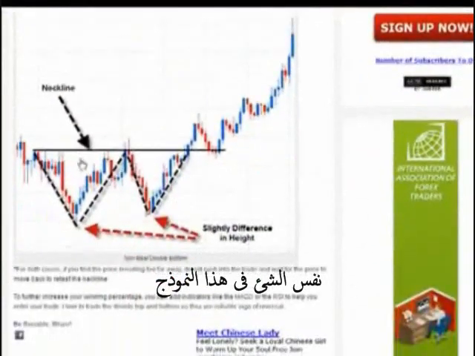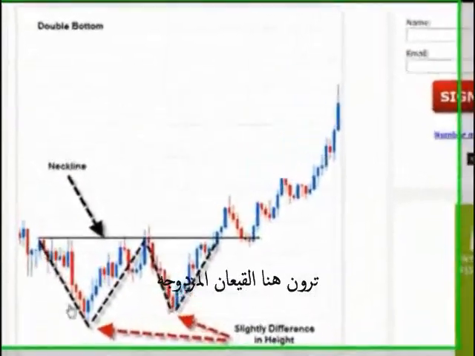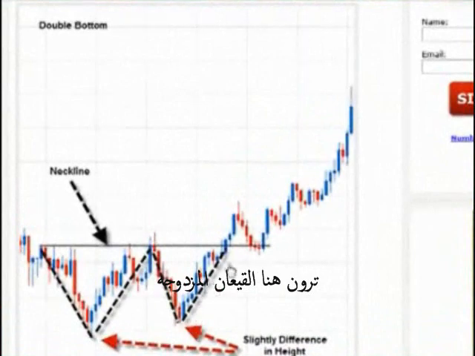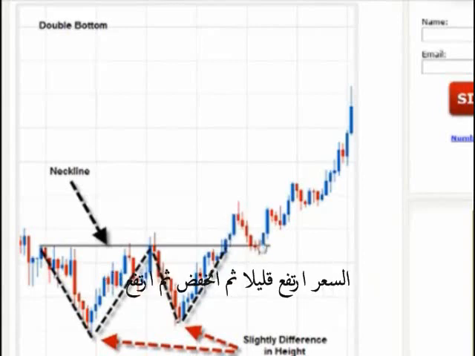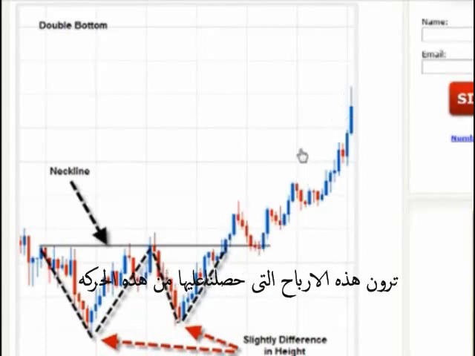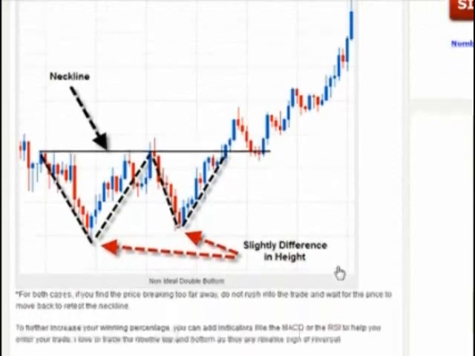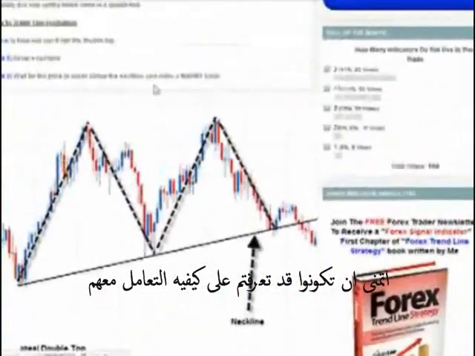Okay, similarly for this one, you can see the double bottom here. So the price breaks up, you can see it breaks above here. This is where I enter a trade. The price moved up, moved down, moved up. You can see the profit that we make from this movement. Okay, so I hope that you understand how this thing works.